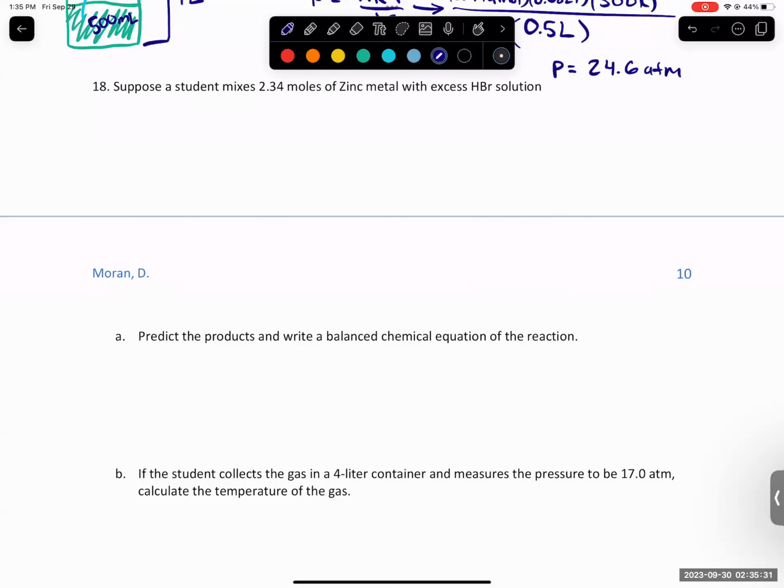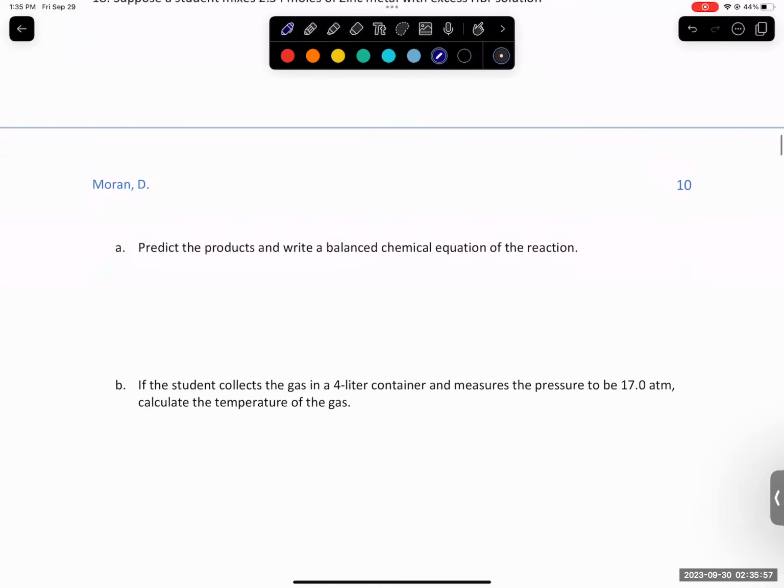Are y'all ready to go over it? Definitely. All right, let's do it. Suppose a student mixes zinc metal with excess HBr solution. I suppose they'll end up with ZnBr2 plus H2. That is correct. So if you were to write out a balanced chemical equation of the reaction, that's Zn solid plus HBr, and as Nick said, it would be ZnBr2 and H2.